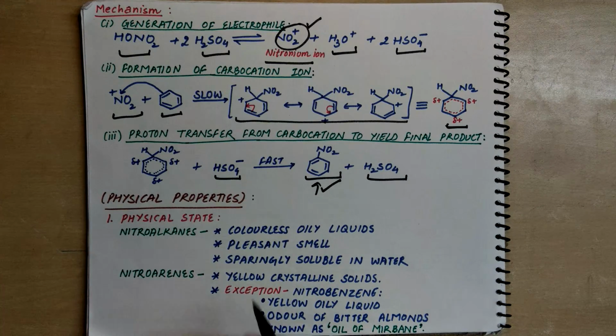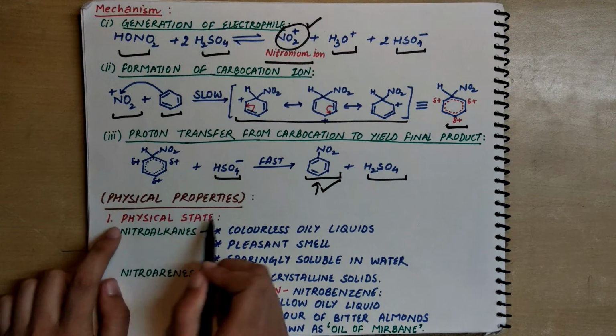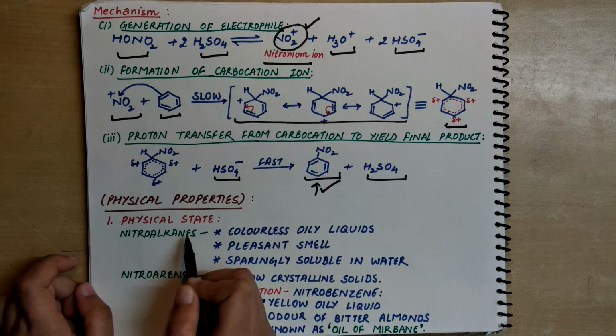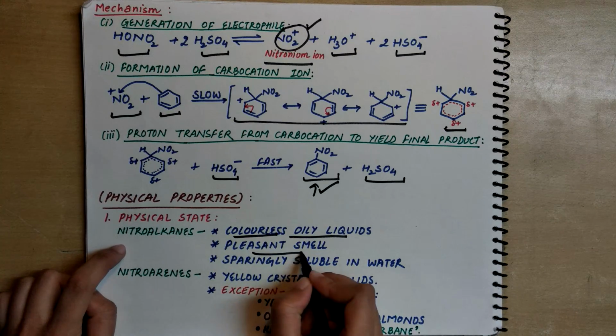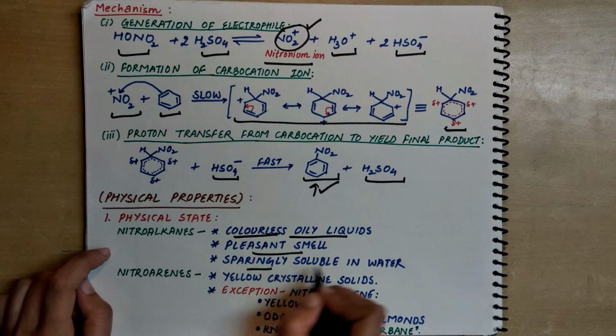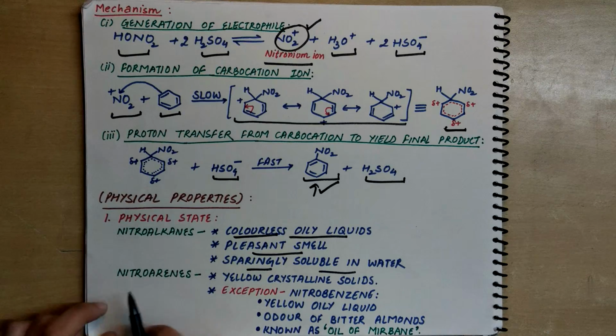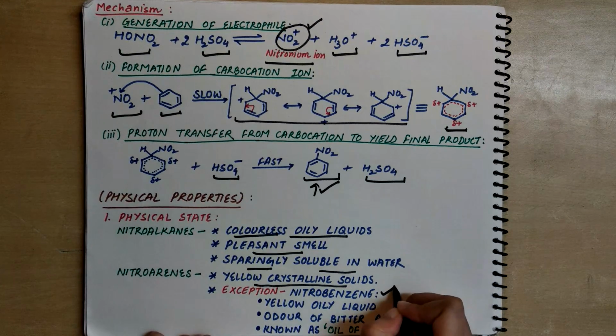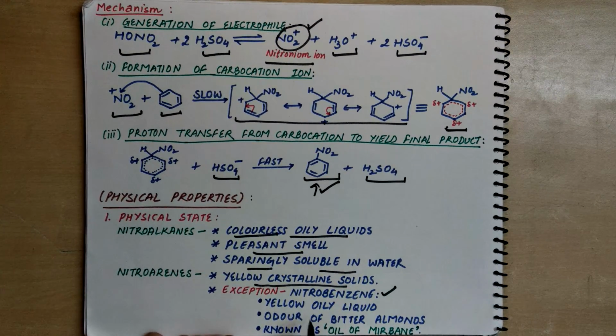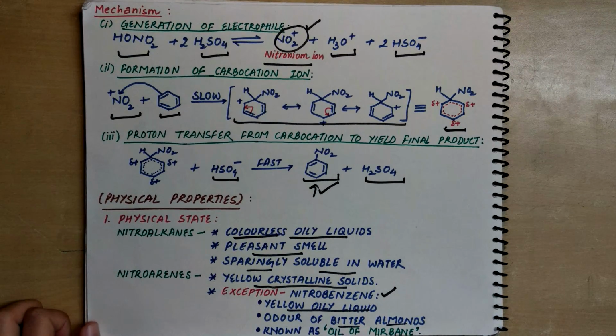Then we have the physical properties. Firstly, physical state. Nitroalkanes are colorless, oily liquids and have a pleasant smell. They are sparingly soluble in water, but nitroarenes are yellow crystalline solids. The exception is nitrobenzene, which is a yellow oily liquid. Nitrobenzene has the odor of bitter almonds, and it is also known as oil of mirbane.